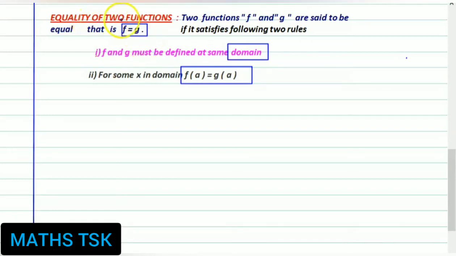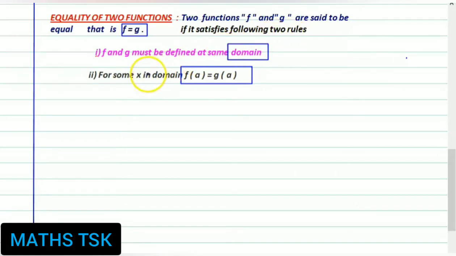Definition of equality of two functions. We must learn this in order to prove some of the theorems where two functions are equal. Two functions f and g are said to be equal, that is f is equal to g, if it satisfies the following two axioms, rules, whatever may be.